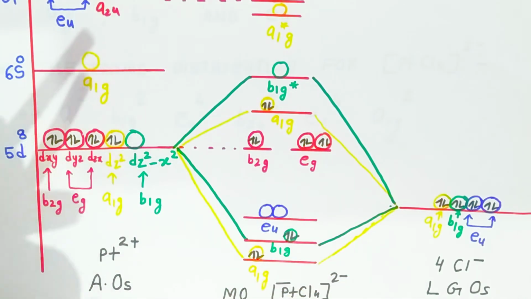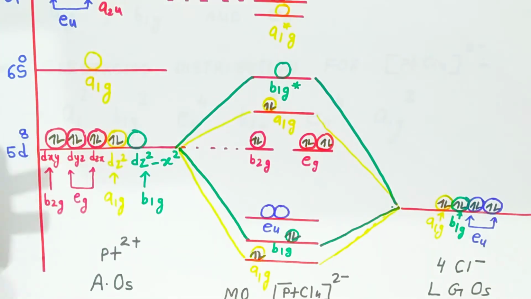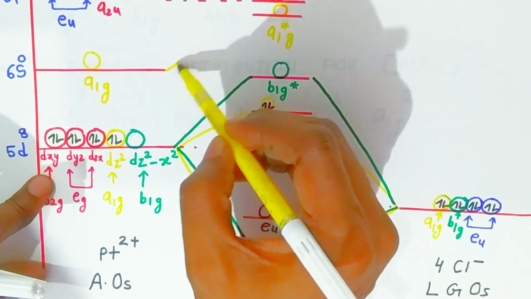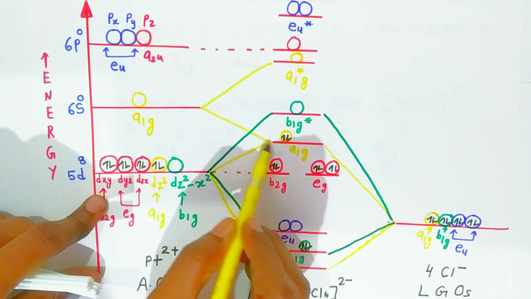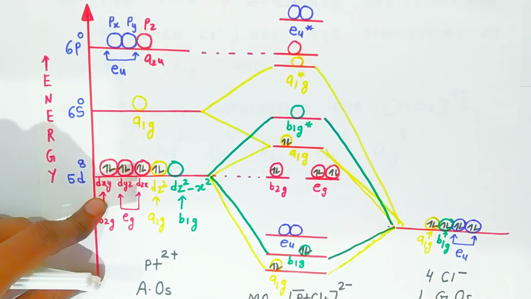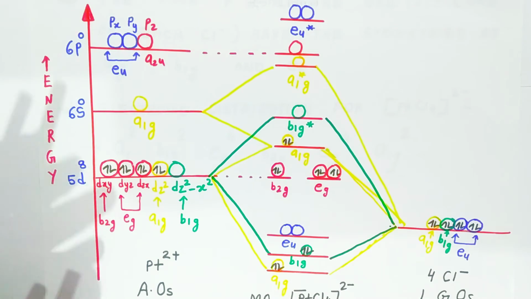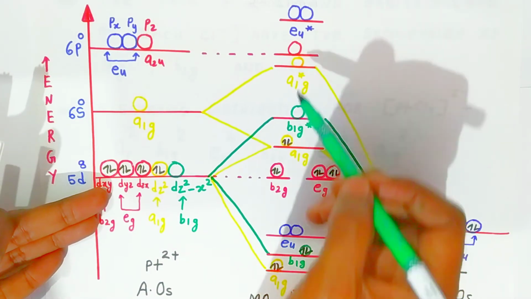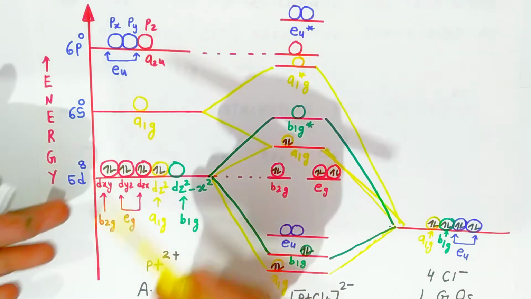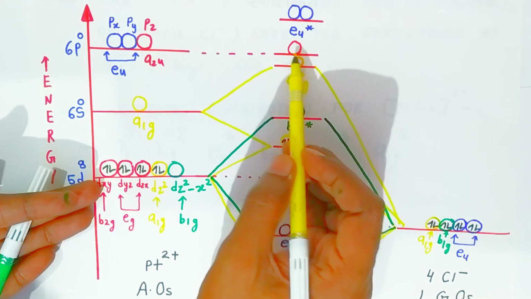Okay students, now when you come to the A1G, A1G also combines with the A1G orbitals and it will form the bonding and anti-bonding molecular orbitals like this. So this way this is bonding and it will become anti-bonding molecular orbitals. Now what is remaining here, A2U will not participate, this orbital will be as it is.